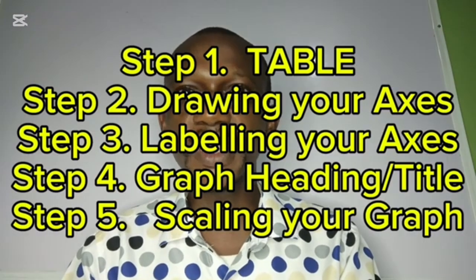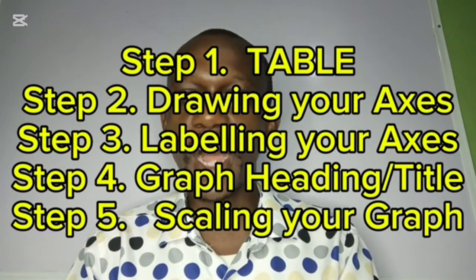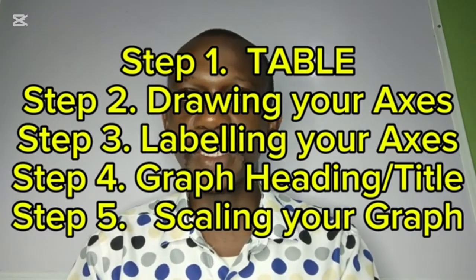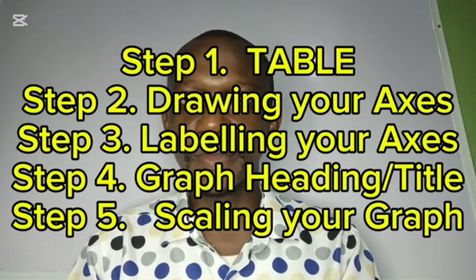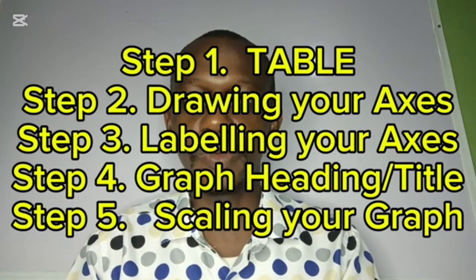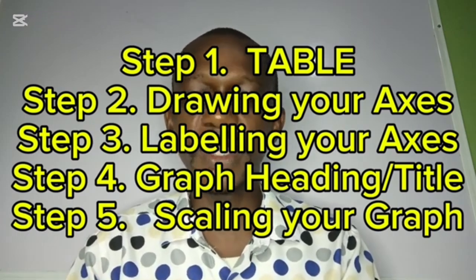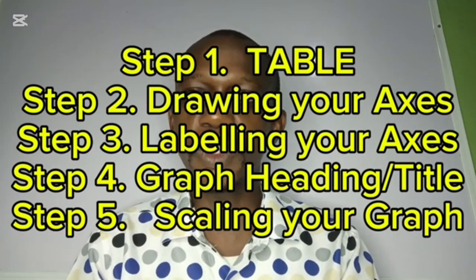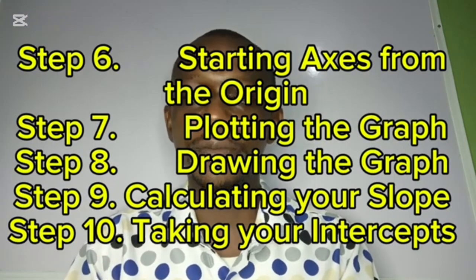Now, the first step is the table. The second step, which is under the graph, is drawing your axis. How can you draw your axis? The third step is labeling your axis. The fourth step is giving your graph a heading, or we call it title. The fifth step is choosing a scale for your graph, which is the most important one, and that is what you people are asking for, choosing a scale for your graph. The sixth is starting both axes from the origin.